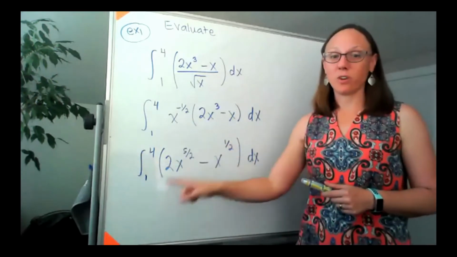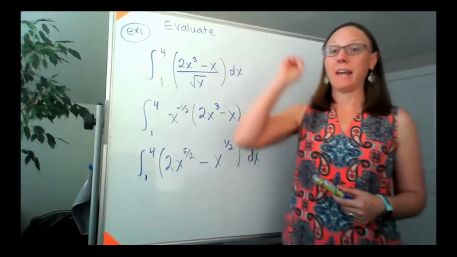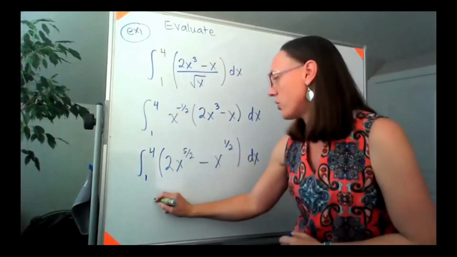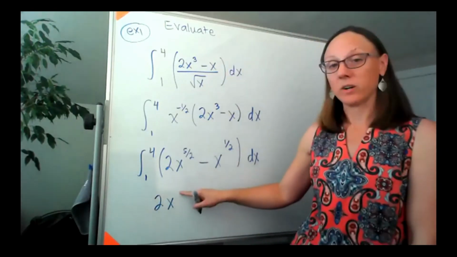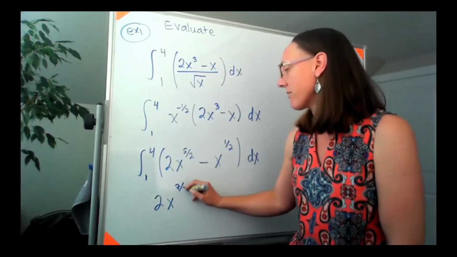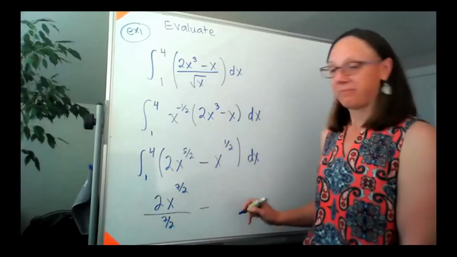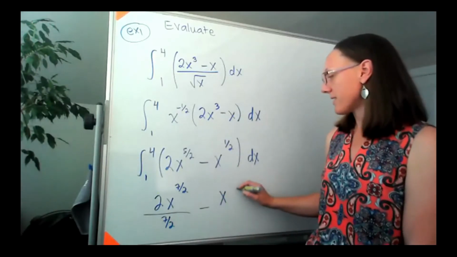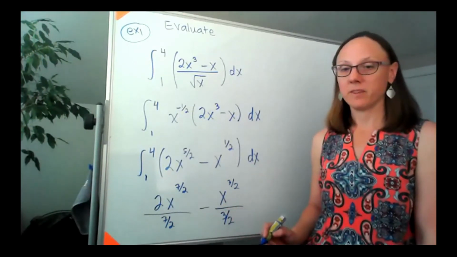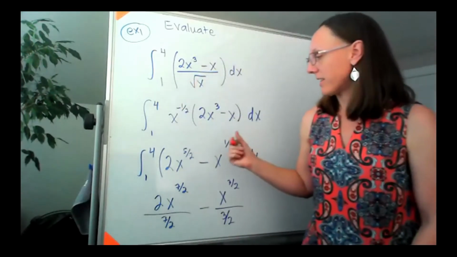Now that I've worked this down to a number times x to a power, now we can use that first antiderivative rule that we talked about. I'm going to add 1 to the exponent, divide by the new exponent. So I am looking at 2x, and when I add 1 to the exponent, I'm going to be adding 2 over 2. So I'm going to have 2x to the 7 halves divided by 7 halves. And over here, I'm going to have x to the 3 halves divided by 3/2.